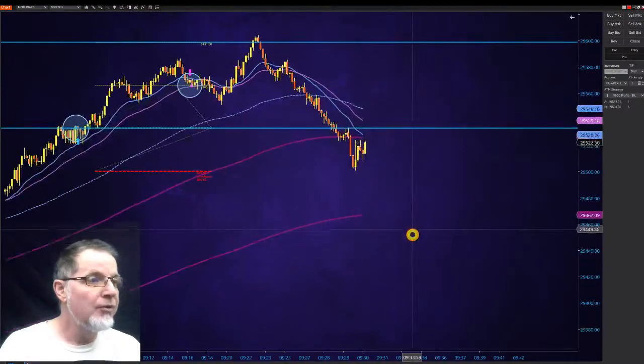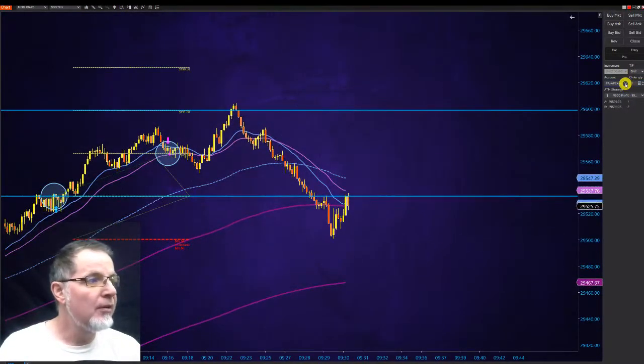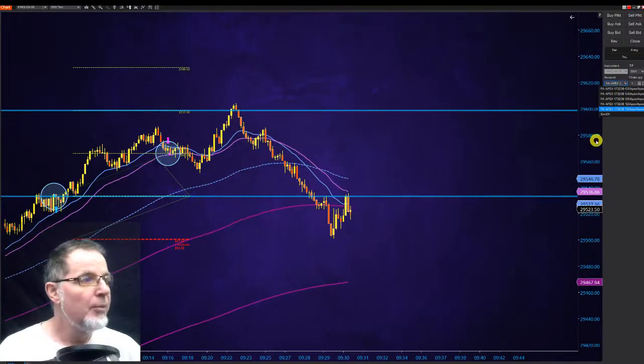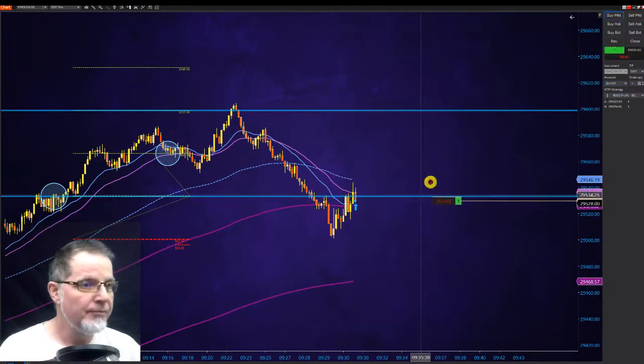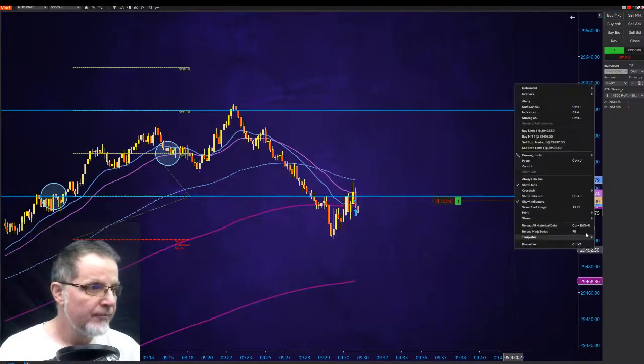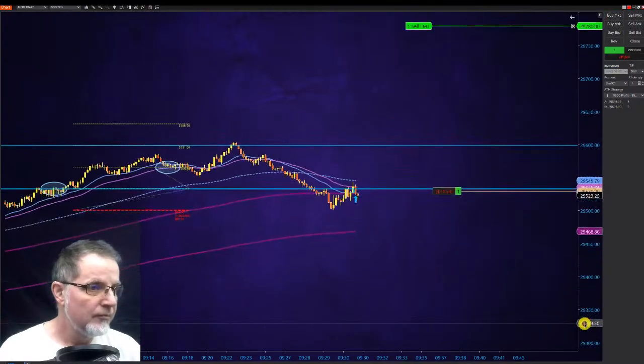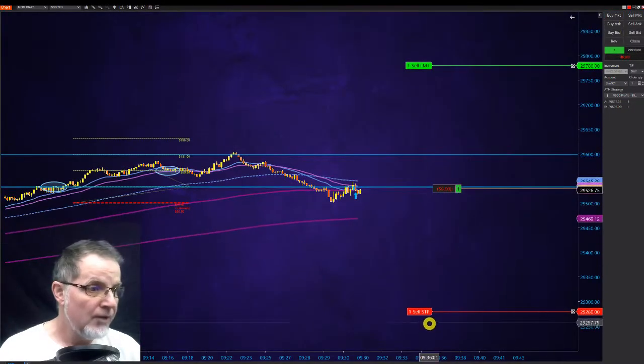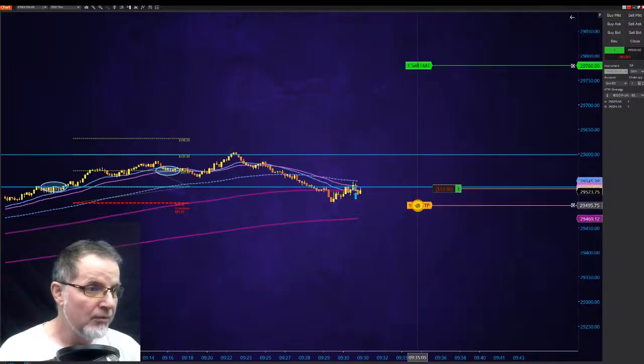I'm gonna work on this strategy here today. I'm gonna put it on the simulator. Okay, this is the setup. Order submitted. Stop out underneath this pivot level.